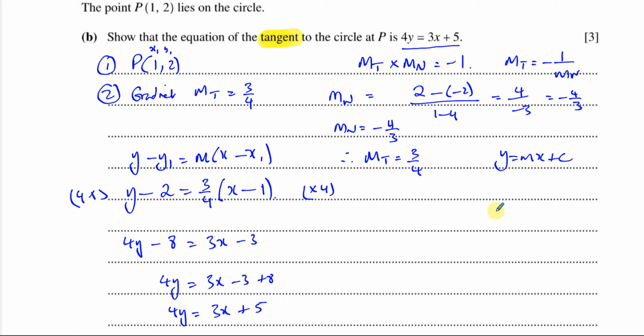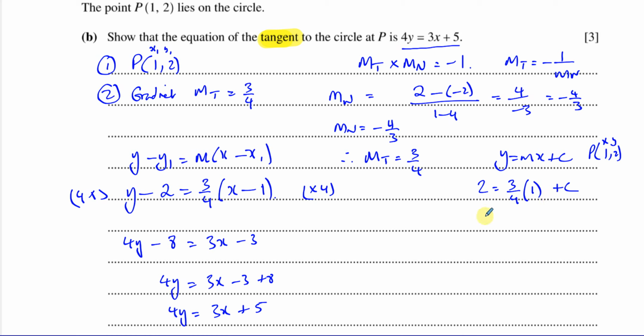If you want to do it the other way, there's no problem. You can say, all right, we know that it goes through the point P, which has coordinates 1, 2. So this is like the x coordinate, this is like the y coordinate. Instead of y, I'm going to write 2. Instead of m, I'm going to write 3/4. Instead of x, I'm going to write 1. And then I can find what c is.